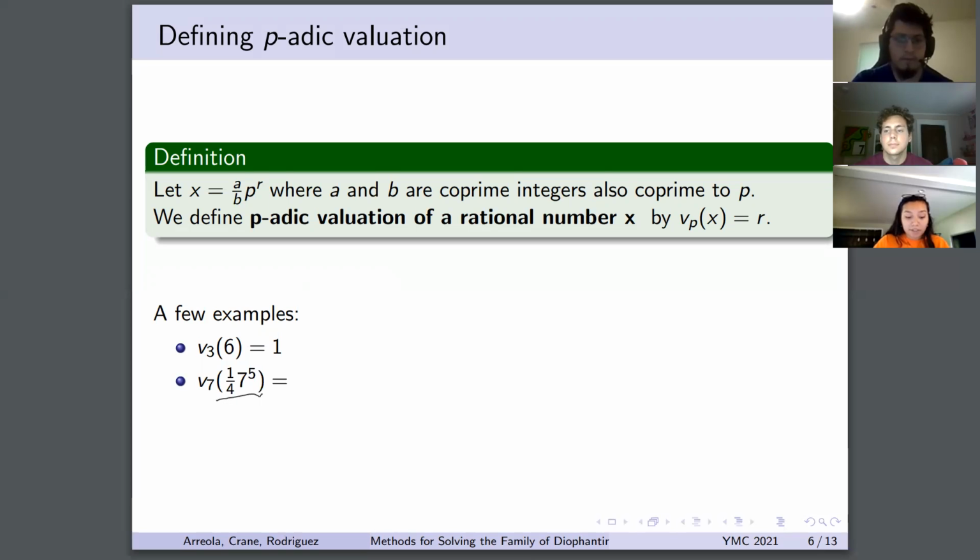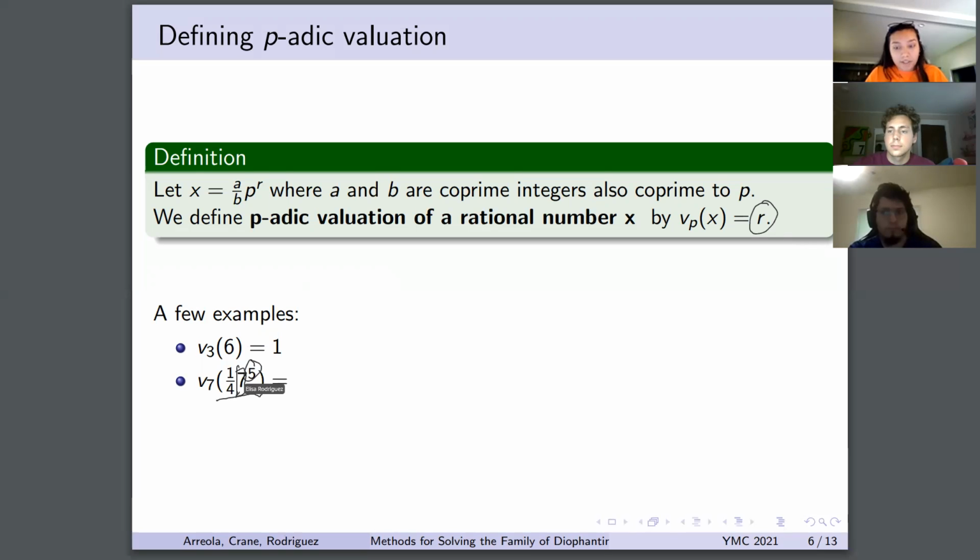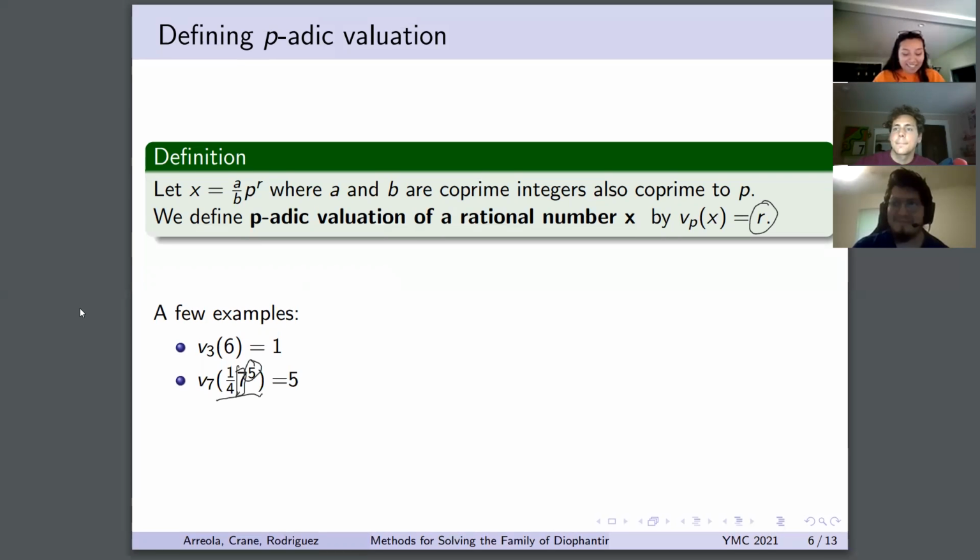So again, based on our definition here, we know that it is our value r. So we're looking at what this power 7 is raised to. So what do you guys think it is? You can put it in the chat, say it out loud. Okay, I'm getting some good answers. Okay, you guys are right. So it is equal to 5.